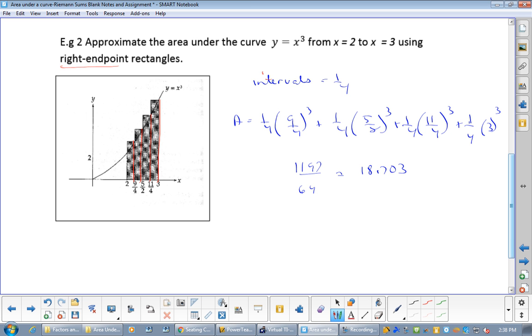You see how the one that was left-hand side was an under approximation. Okay, this one would give us an over approximation, because you see how much of those shaded rectangles are outside the curve.